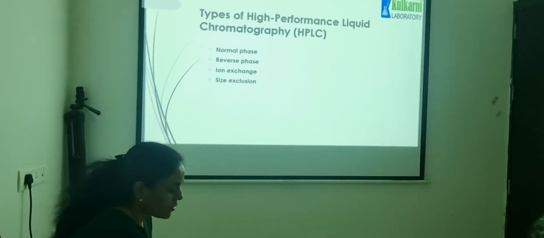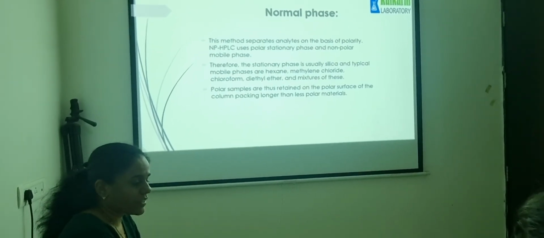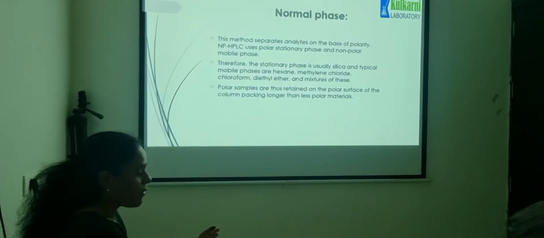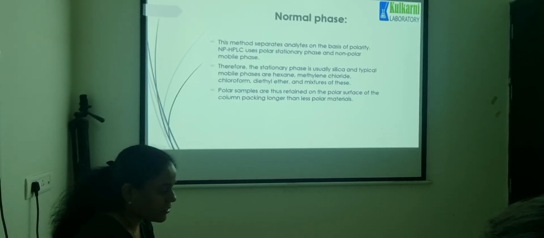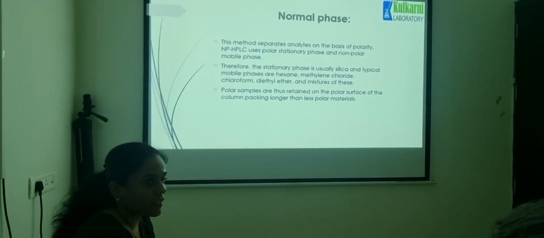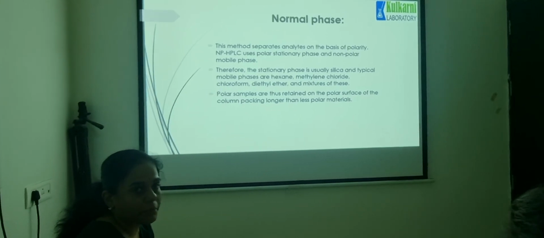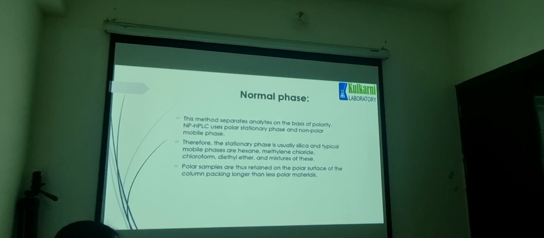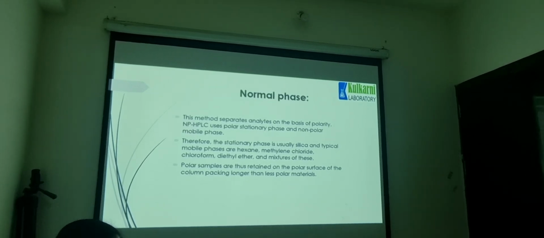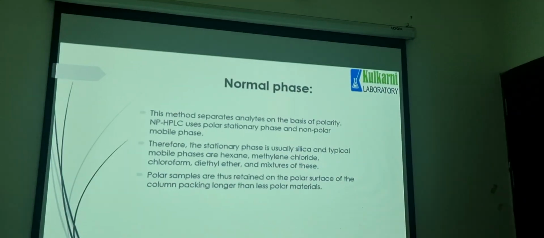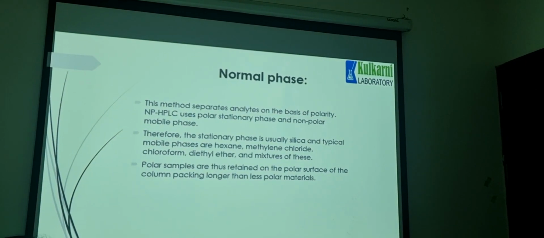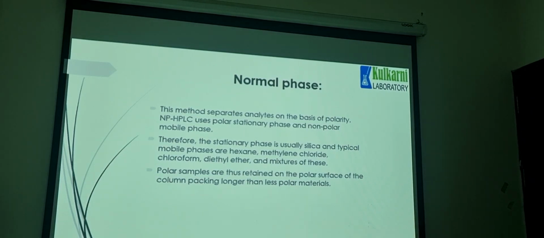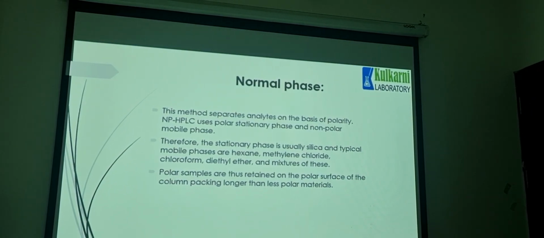So first is the normal phase HPLC. What is normal phase HPLC? This method separates analytes on the basis of polarity. Polarity is the main criterion in normal phase chromatography. Normal phase chromatography uses a polar stationary phase and a non-polar mobile phase. Whatever the stationary phase is, that will be polar, and non-polar will be your mobile phase.